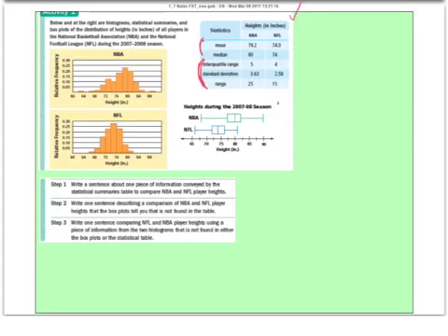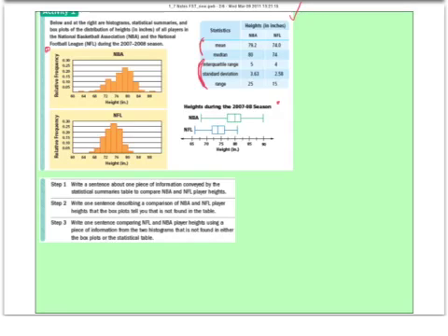Here are the box plots. Remember, the box plots let us visually see the quartiles and the percentiles. And then we have here what look like the relative frequency histograms for both the NBA and the NFL. Let's talk about step 1. They want us to write a sentence about one piece of information conveyed by the statistical summaries table to compare the NBA and the NFL player heights.